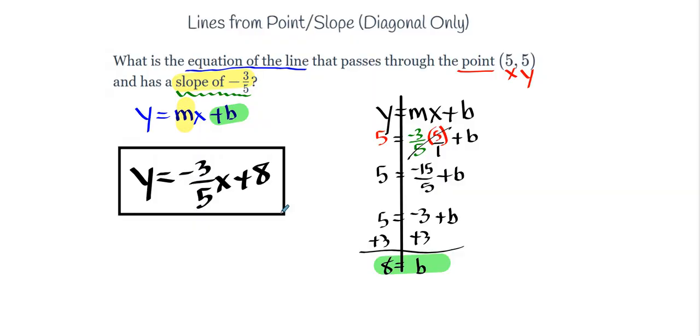And be sure to box your final answer. And that's pretty much it. Solve for b using slope-intercept form, and you've got it.